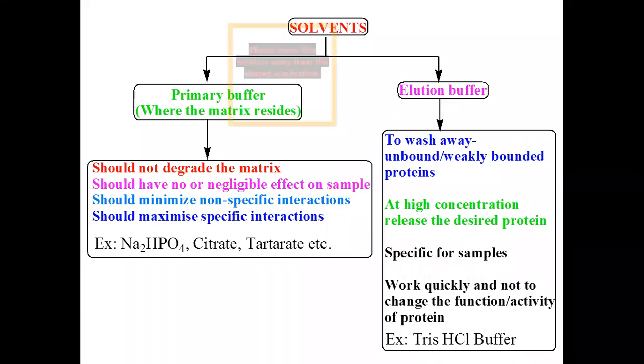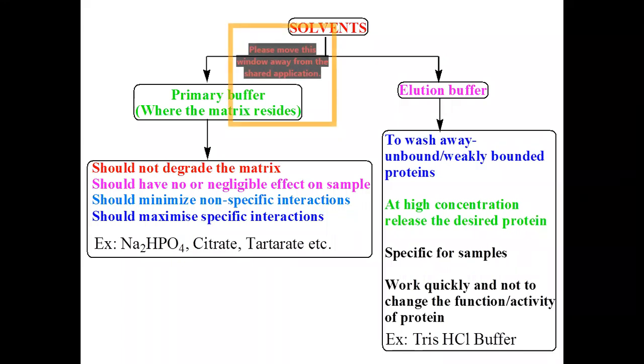The very important role of the primary buffer is that it should hold the matrix. So the matrix will be residing in the primary buffer. Inside the chromatography column, the matrix is immobilized in position. It has occupied the column because of this primary buffer. Apart from residing the matrix, this primary buffer should not degrade the matrix. There must not be chemical or physical interaction between the buffer and the matrix.